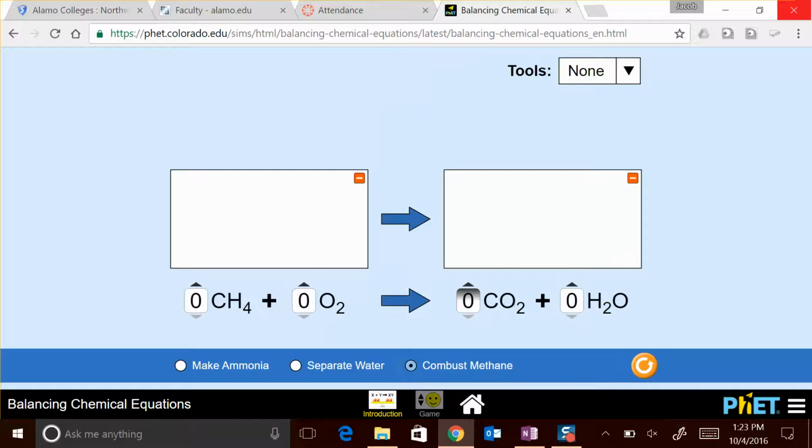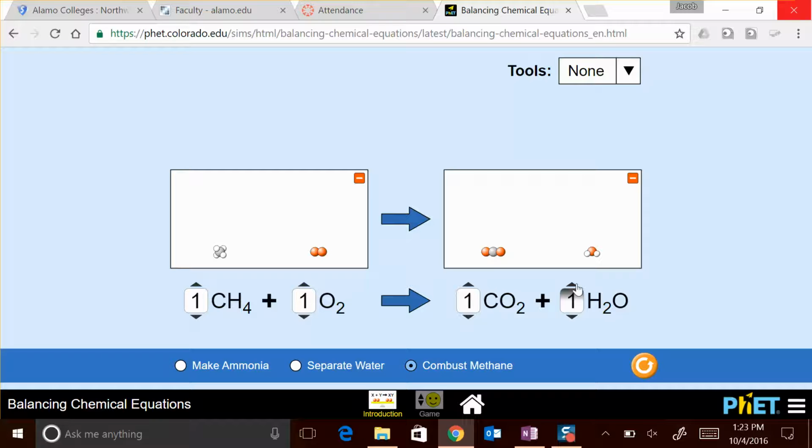Okay, let's try this one. Are the carbons balanced? Let's actually add 1 of each. So I have 1 carbon over here. I have 1 carbon over here. They're balanced. I have 2 oxygens here. I have 1, 2, 3 oxygens over here. I have 4 hydrogens over here, right? And then I have 2 hydrogens on the other side.